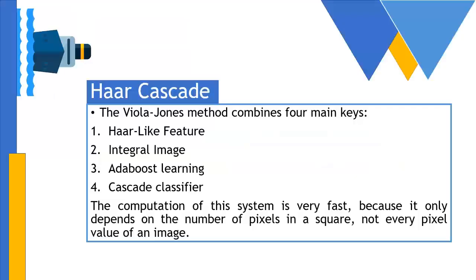Actually, the Haar cascade is a kind of Viola-Jones method which combines four main cases. The first is Haar-like feature, the second is integral image, the third is AdaBoost learning algorithm, and the last is cascade classifier. The computation of this system is very fast because it only depends on the number of pixels in a square, not every pixel value of an image.